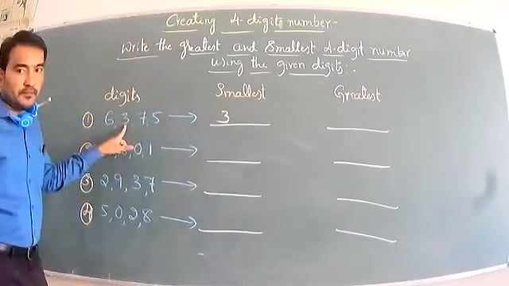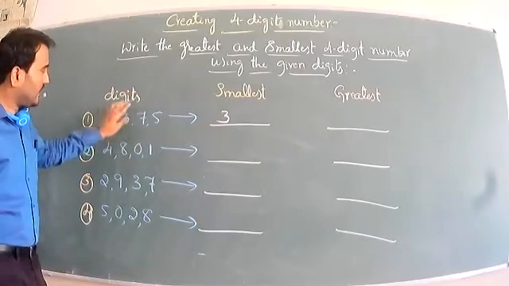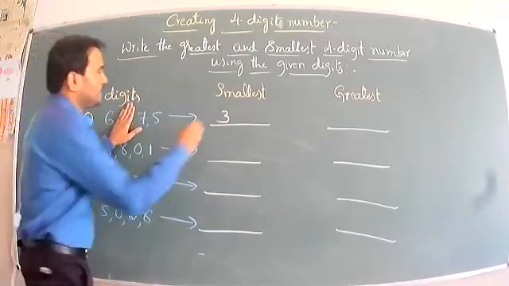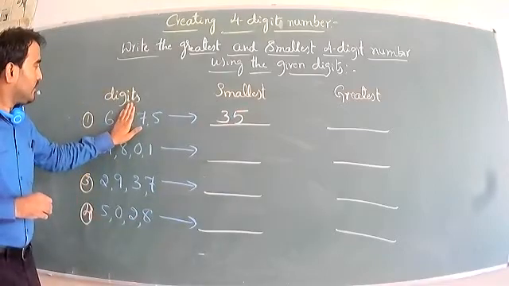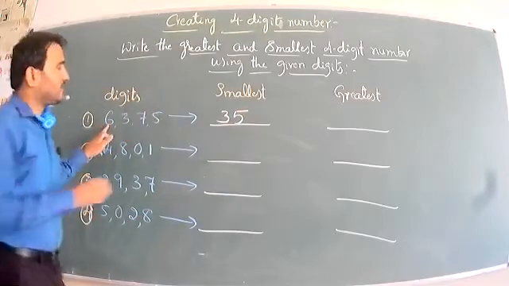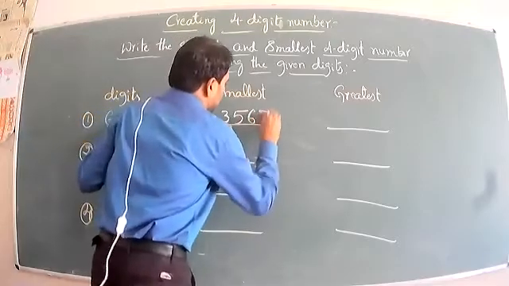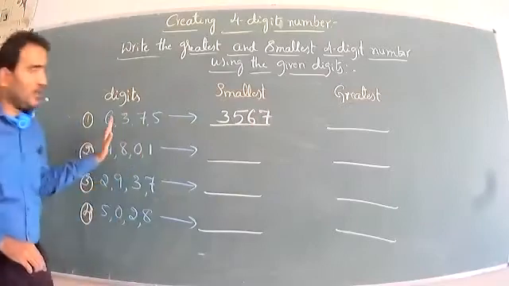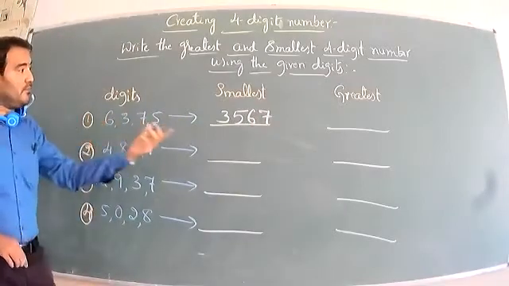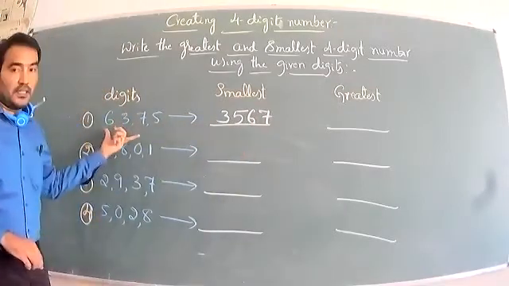Next, which number is smaller? 3. Next, 5. Next, which number is smaller? 5. Next, 6. 7. So 3,567 is smaller. Now the digits are written in ascending order.